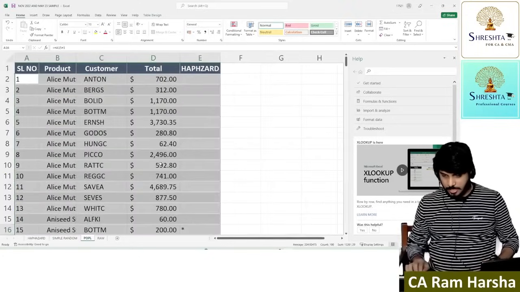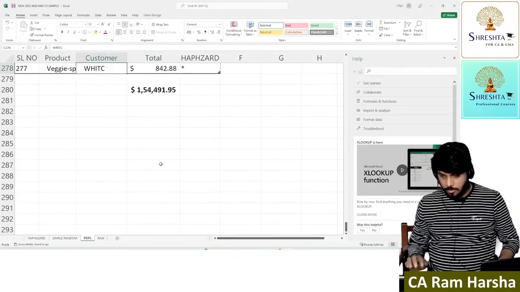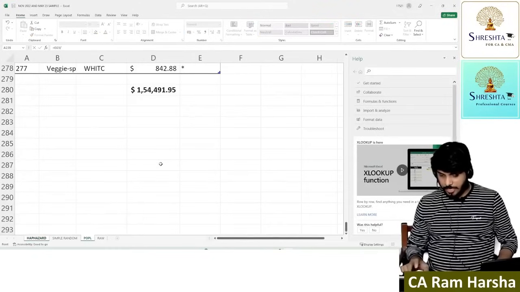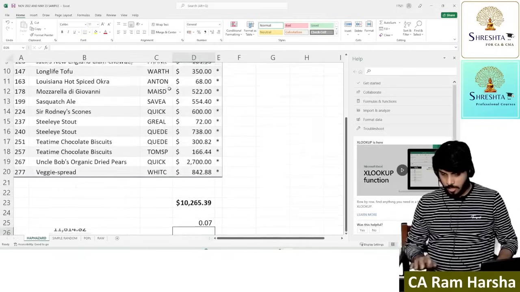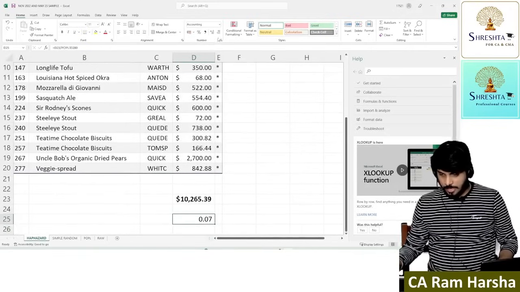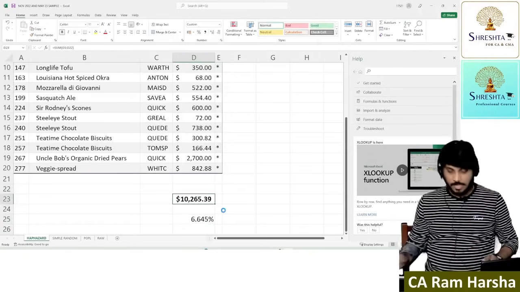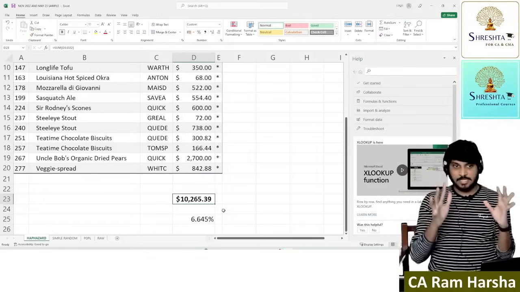Now I'll apply it. What is this total to population? Now what is the population here? So this is the population, yes or no? So this divided by population is approximately 6.65%, correct? Now this is simple random sampling, haphazard sampling, correct?